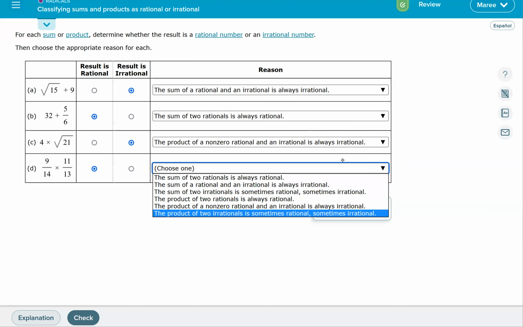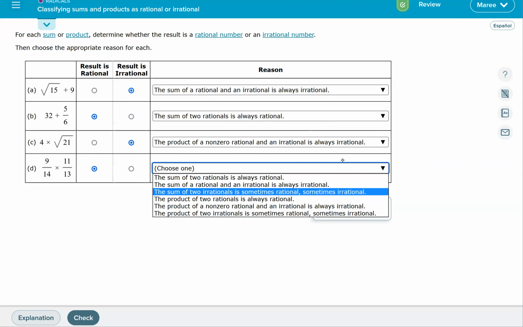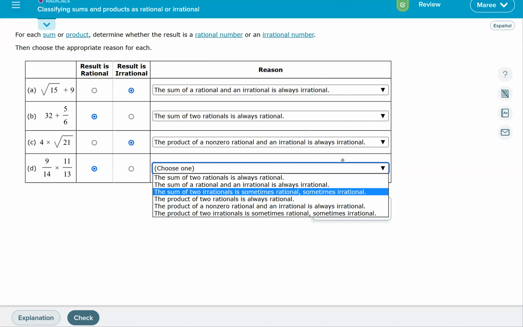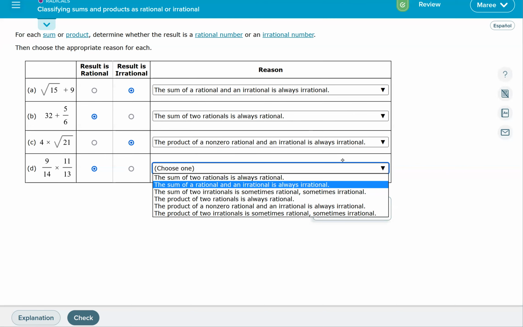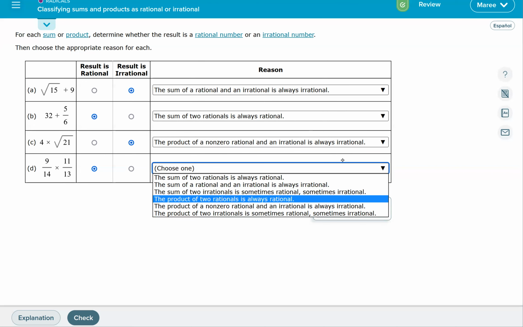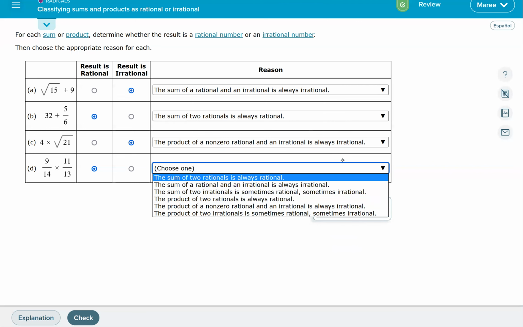The reasons that are listed here are all of the reasons, so it can help you see which is the right answer. So for instance, if you're going to add two rationals together, your answer will always be rational. If you add one rational and one irrational, then your answer will be irrational. If you add or multiply two irrationals, it's sometimes rational and sometimes irrational. The product of two rationals is always rational, and the product of a non-zero rational and an irrational is always irrational. So they're giving you the answers here of what it's going to be.